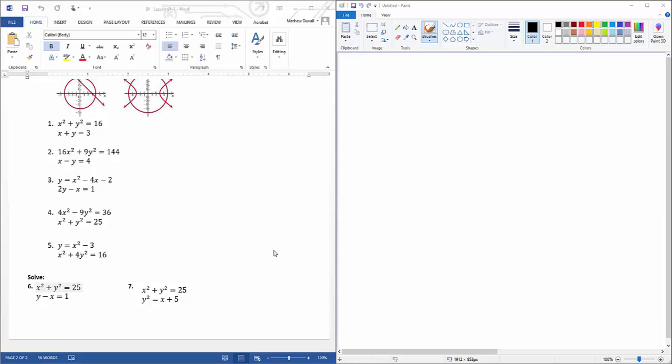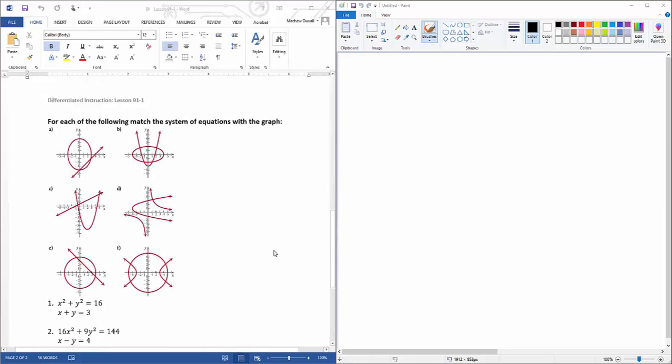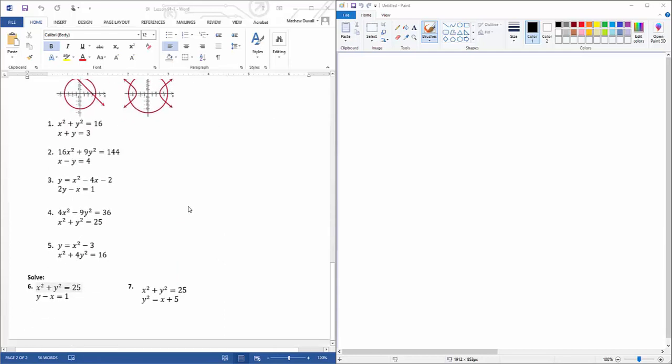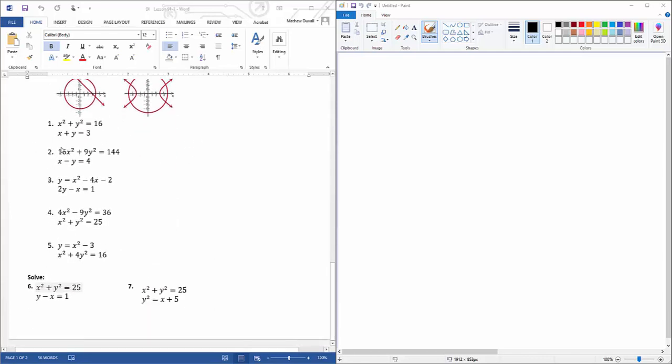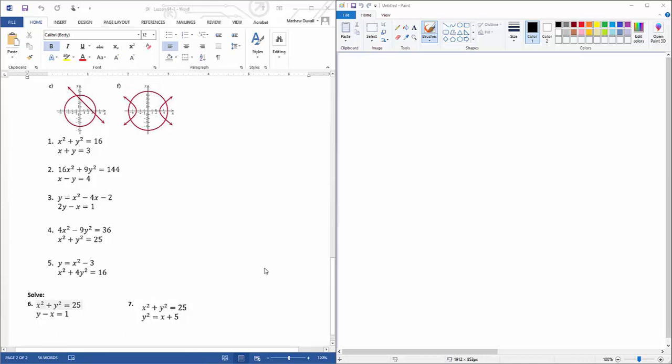All right, so this is 9.1-1. We're going to take a look at the DI. It says for each of the following, match the system of equations with the graph. So these graphs A, B, C, D, E, F will match with either a 1, 2, 3, 4, 5.